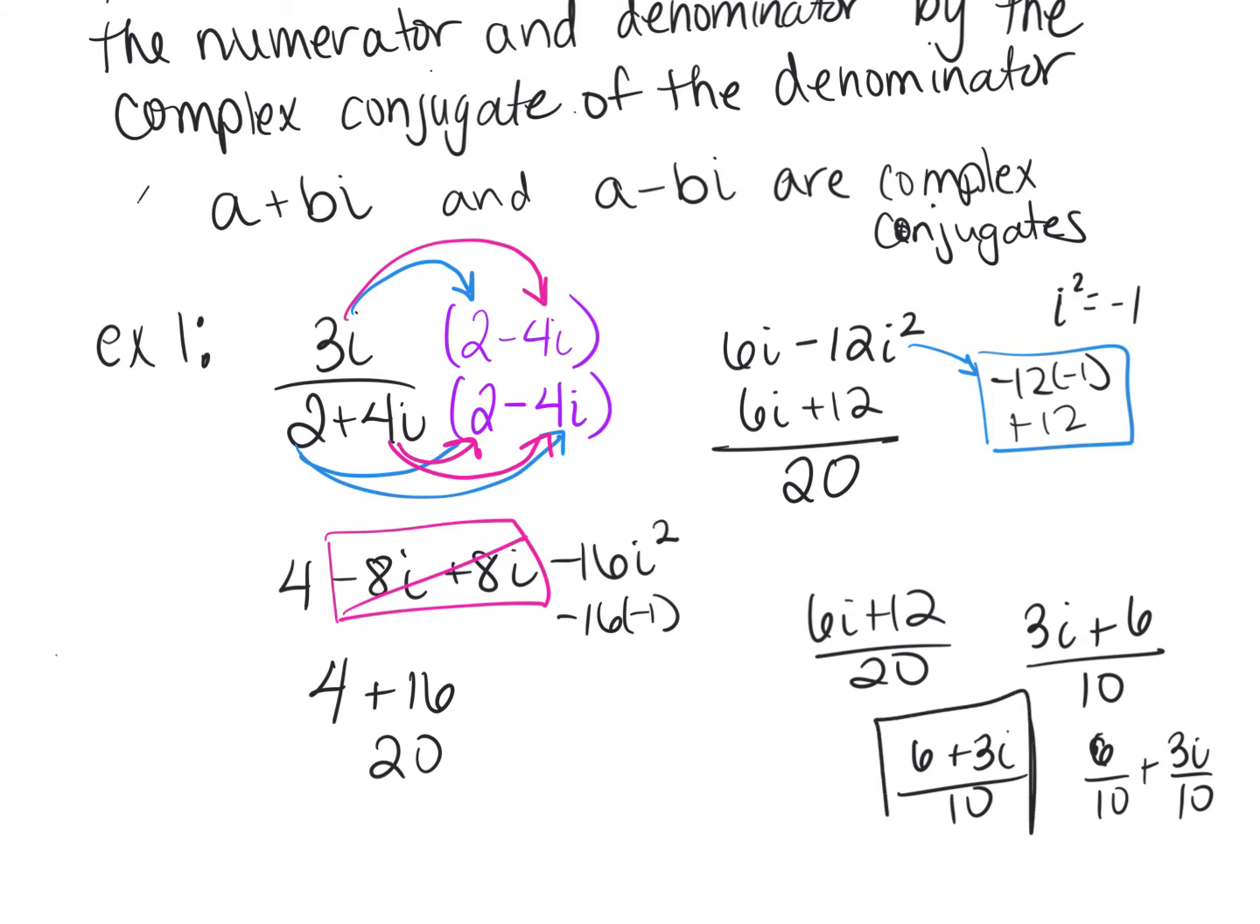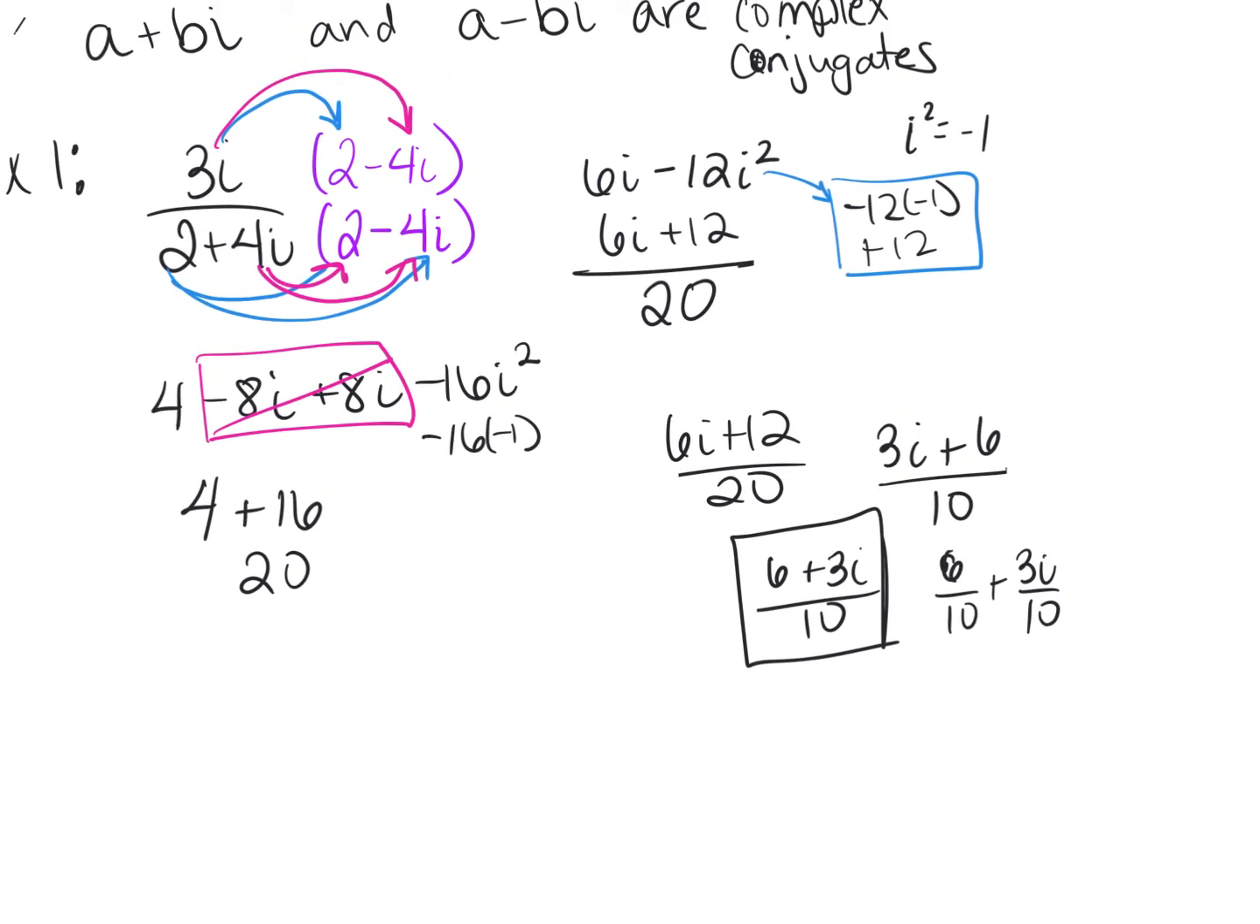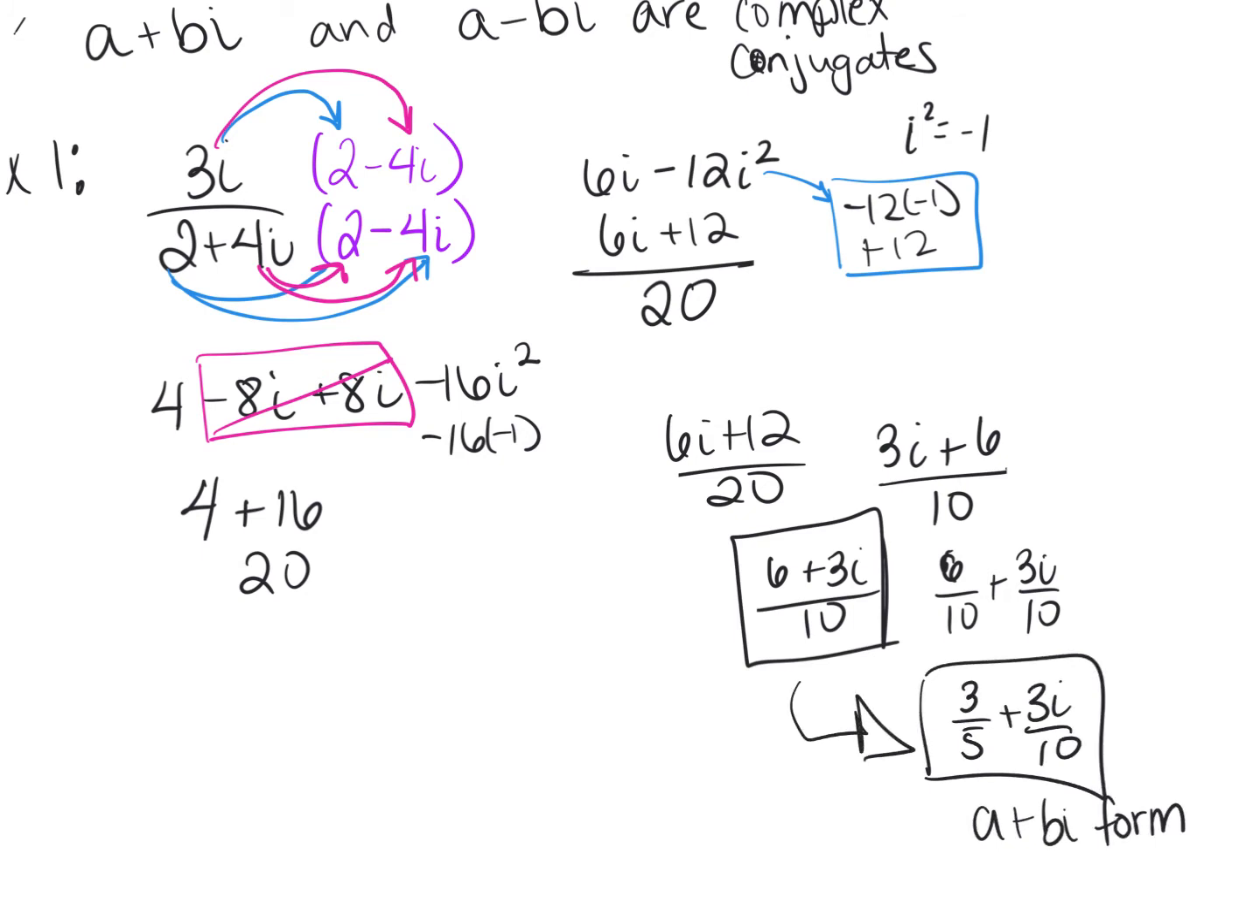I'm okay with you leaving it like this, but sometimes the answer key might switch it up, especially if it's in like multiple choice. And then this would be 3/5 plus 3i over 10, because you can reduce 6 over 10 some more. Okay, so this is a plus bi form, where it separates them. I mean, technically this is the correct form. That's standard form.